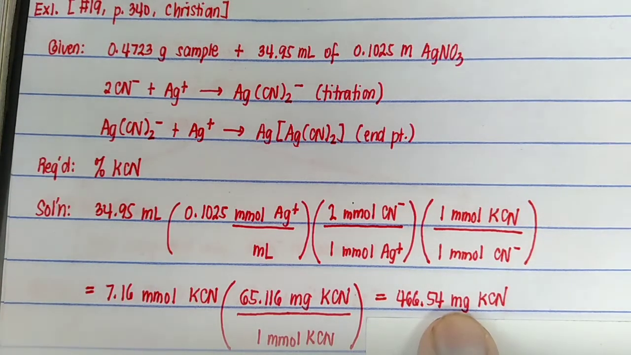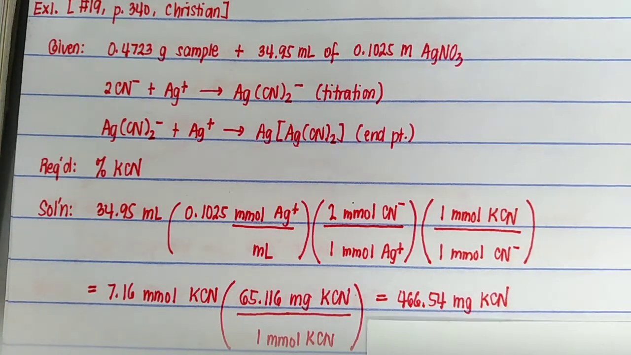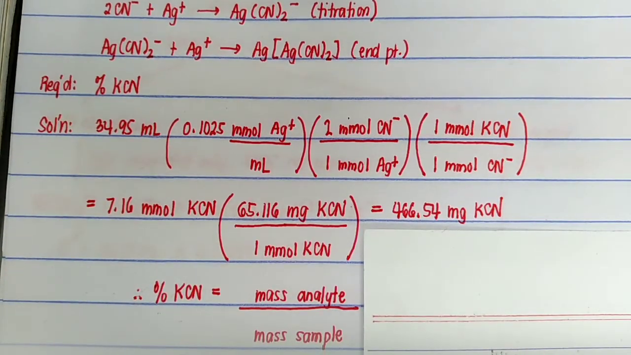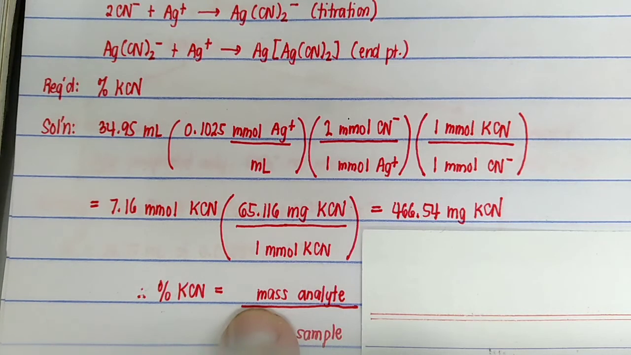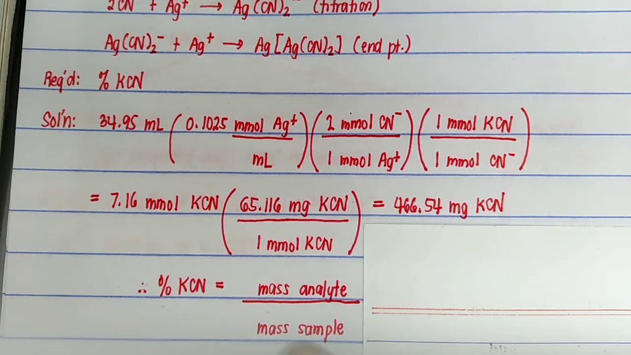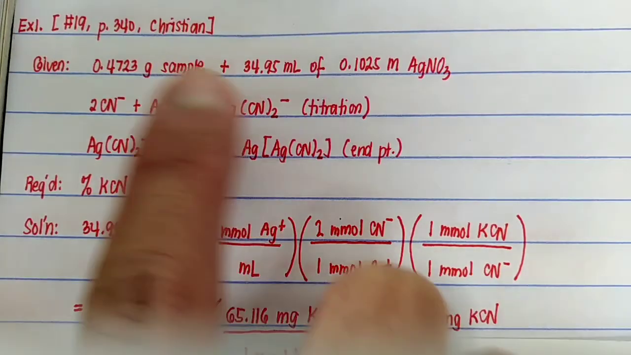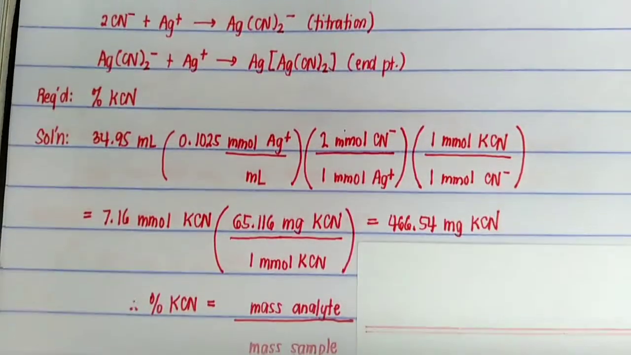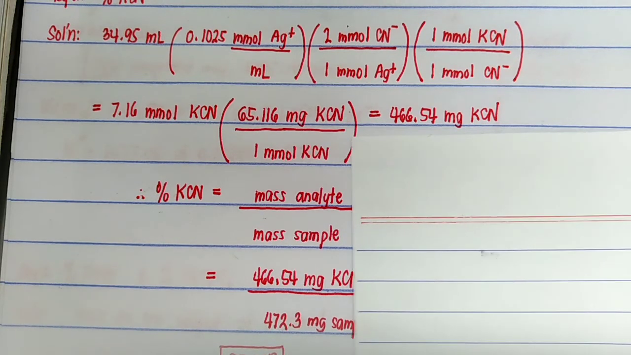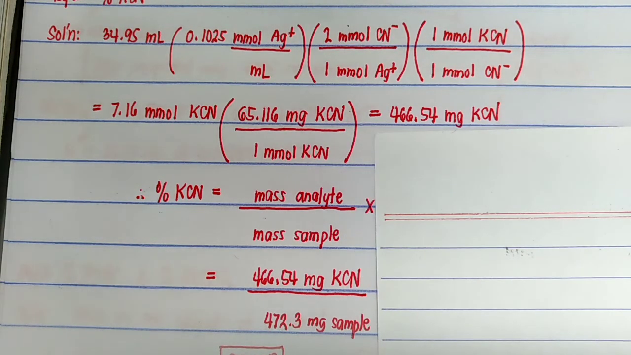So once this particular value is obtained, we now simply have to compute what's being asked of us. So when we're being asked about the percent composition, we just simply have the percent of the analyte is equal to the mass that we've computed over here divided by how much sample we were originally given. So for us, we now have 466.54 milligrams of KCN divided by 472.3 milligrams of the sample.